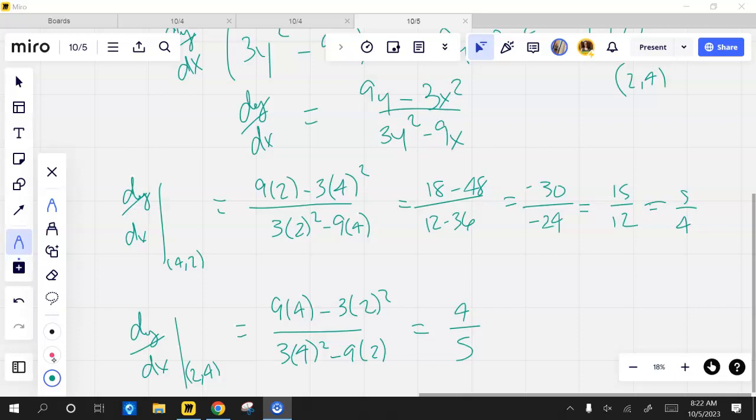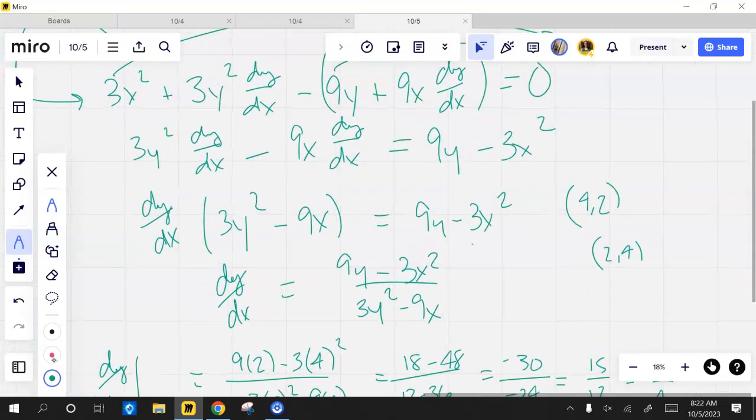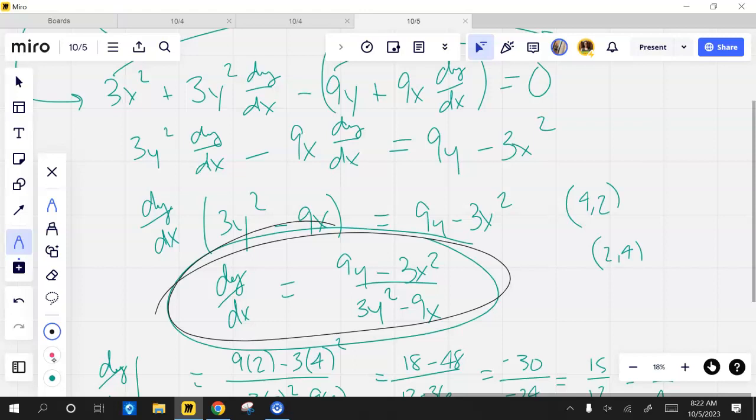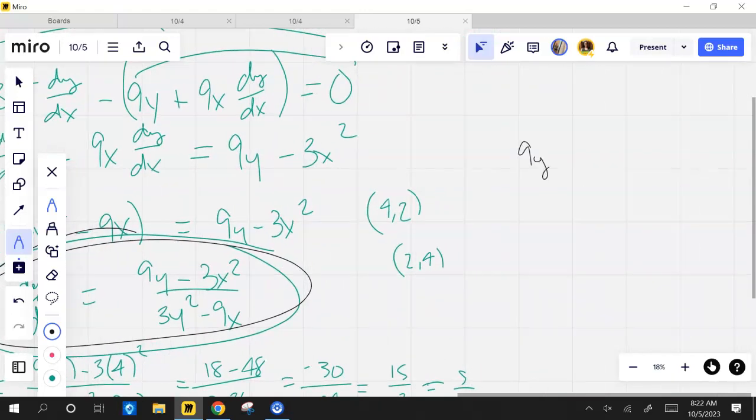All right, let's see where we have horizontal tangents. We've got this nice dy dx. This is kind of like the FRQ that we did yesterday. Where are tangents horizontal? Tangents are horizontal where the derivative is 0. Where is a fraction 0? Only where the top is 0. So where is 9y minus 3x squared equal to 0?